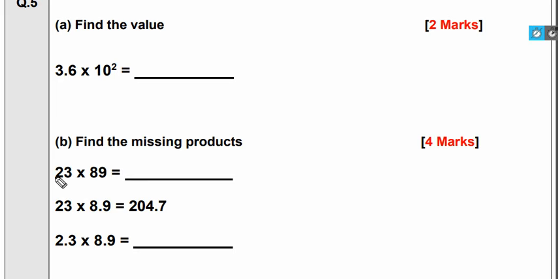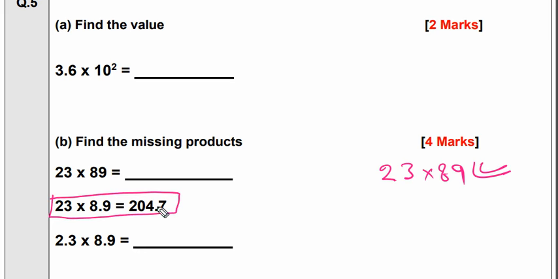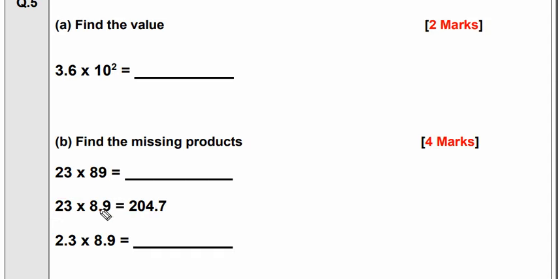Okay, now the next question says 23 times 89. Now if you can solve 23 times 89, wonderful, you are a genius. But if you don't know, then what? Now if you look at this, the answer is given: 23 times 8.9 is 204.7. Now here you have a point, but here you don't have a point, so your answer will be 2047. Easy.